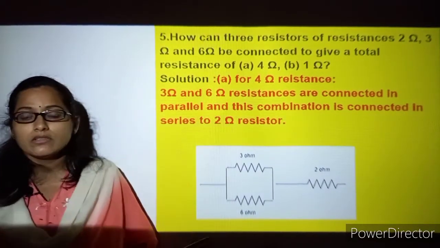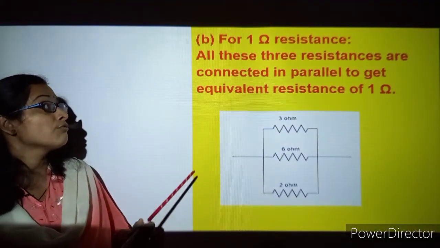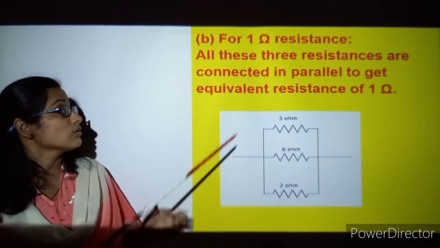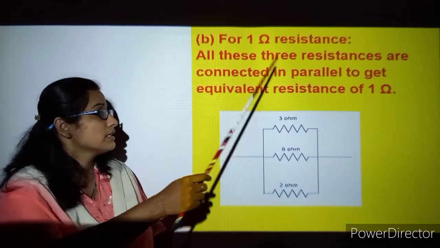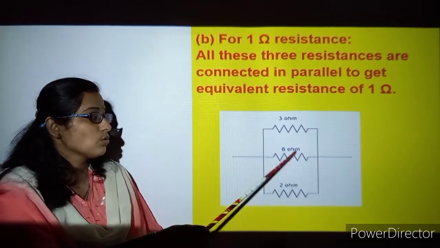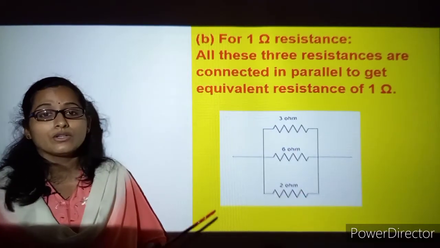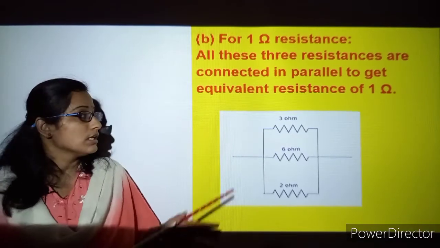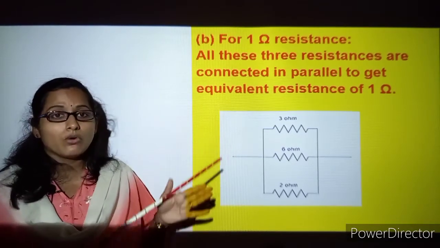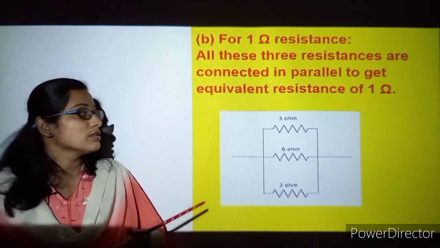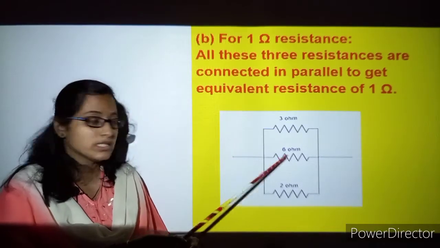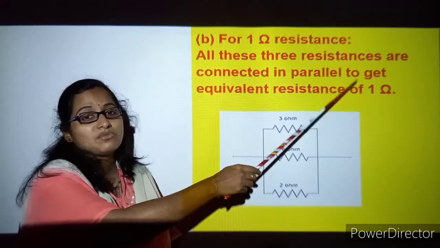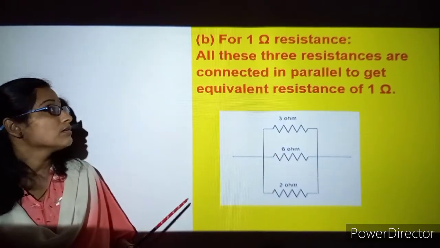Next, for 1 ohm resistance, what will you use? All these resistors, 3 ohm, 6 ohm and 2 ohm, when they are connected together in parallel, and you calculate 1 by Rp, the resistance in parallel, is equal to 1 by 3 plus 1 by 6 plus 1 by 2, you should get the equivalent resistance as 1 ohm. So next one.